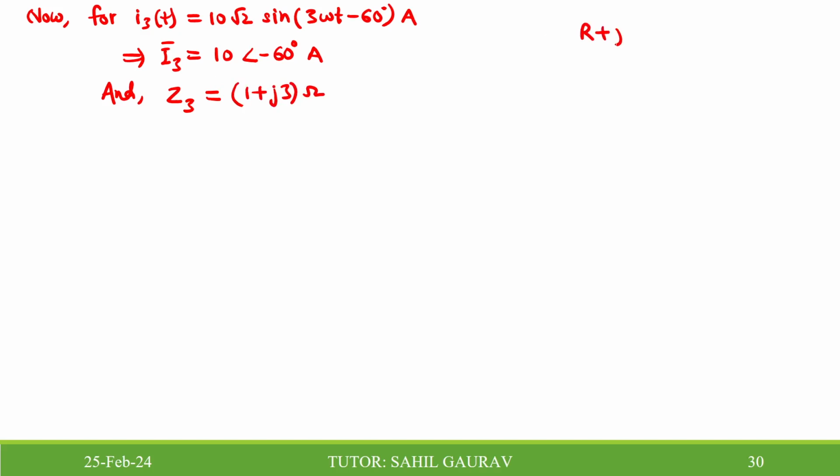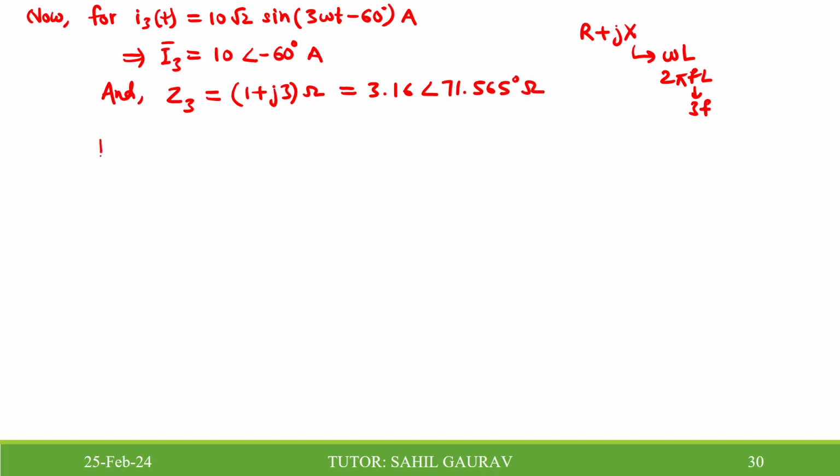1 plus J3 ohm. How is it coming? Because we know that R plus jX, and X we know is omega L, so 2 pi FL. So F is going to change to 3 times F. So this becomes 3 times, so 1 plus J3 ohm. The resistive component will remain as it is, but the reactive component got changed, giving 71.565 degree.